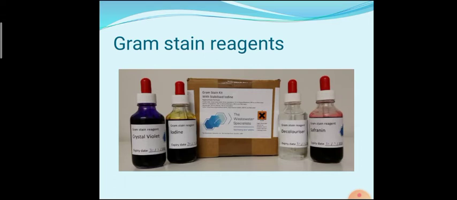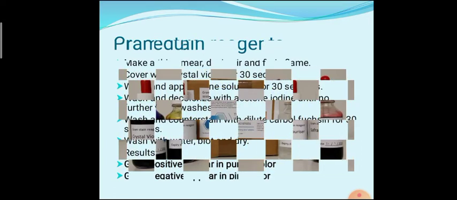Okay, you are looking here at the four bottles that contain specific chemicals: crystal violet, iodine, decolorizer, and safranin. So these are the reagents that are used in gram staining. Without these reagents, we cannot stain the slide.